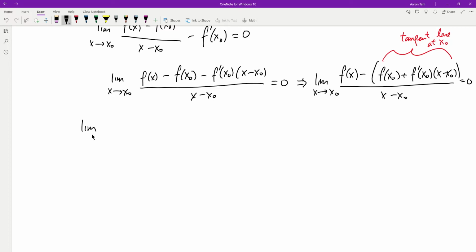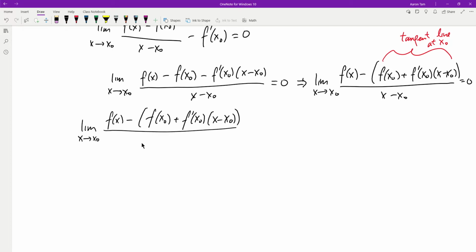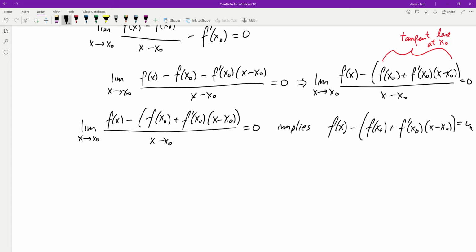So therefore, this expression basically implies, now maybe I should write that down first before I do this. So therefore, this expression equals 0 implies f of x minus f of x sub 0 plus f prime of x sub 0, x minus x sub 0, to be equal to 0.